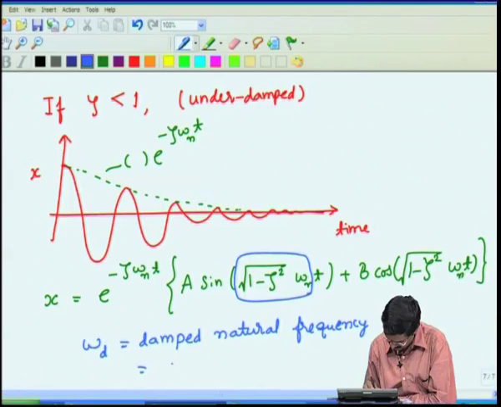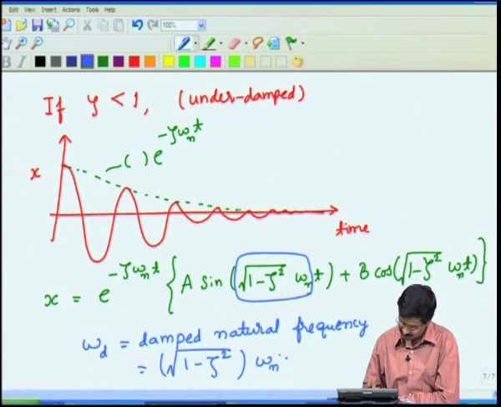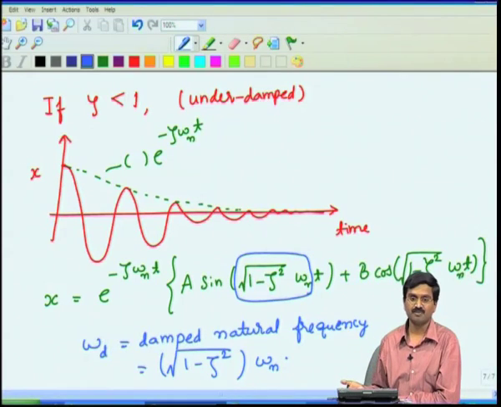which is square root of 1 minus damping coefficient square times omega n. When zeta is 0, there is no damping, and it reduces to omega n. So, this is the general one.